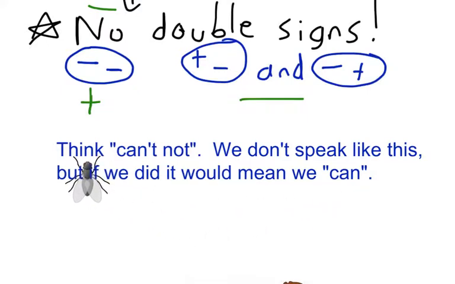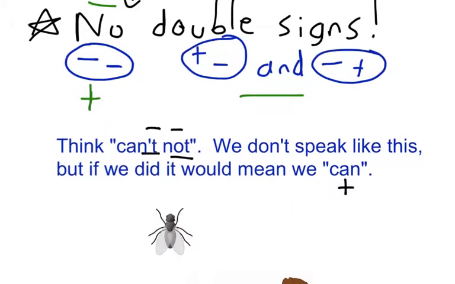Alright, so think, this is a memory tool: can't not. Does that make any sense? Well, we don't speak like this, but if we did, it would mean that we can. So you can't have two negatives. See, these are two negatives. That contraction means not and then another not, so that's like two negatives next to each other. And that really means a positive, like we can. So that's another way to remember that minus minus means plus.